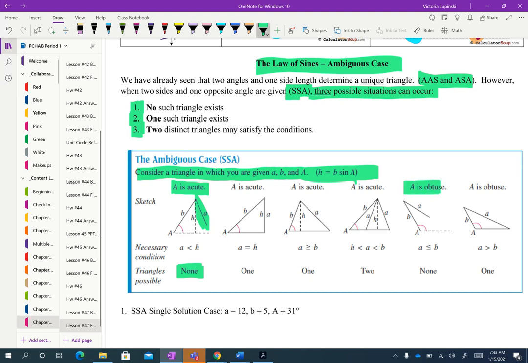There can also be a similar scenario if A is obtuse. Basically, you have an A that's too short to complete it. So those are the cases where there are no solutions. Then you have circumstances where there's just one solution.